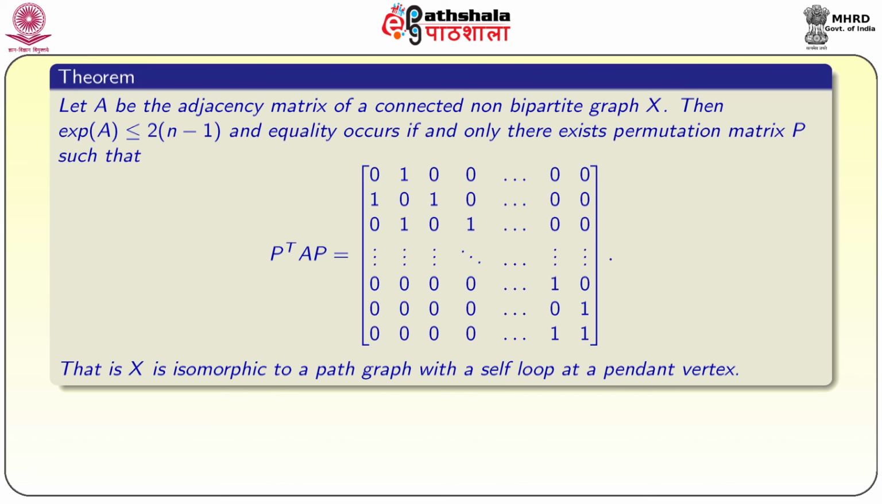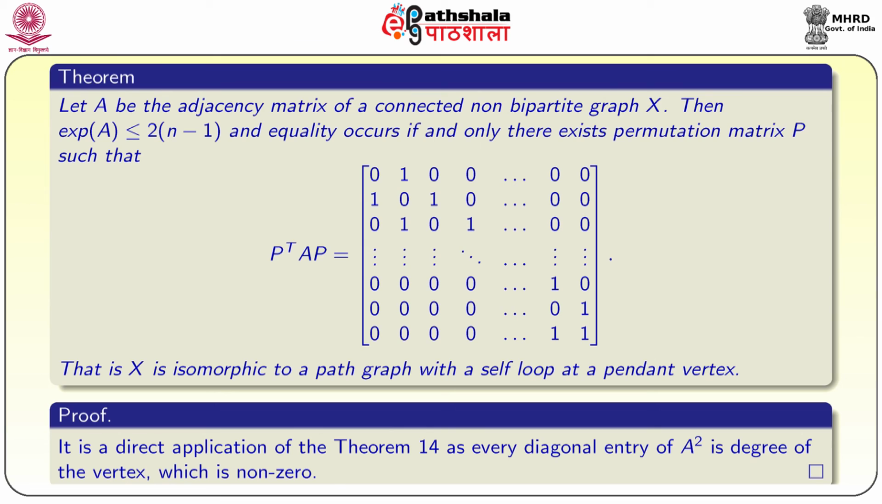This is exactly the path graph with a self loop at a pendant vertex. As you are aware, a path graph has exactly two pendant vertices. So, if you put a self loop at one pendant vertex, then the resulting graph has exponent exactly equal to 2 into n minus 1.